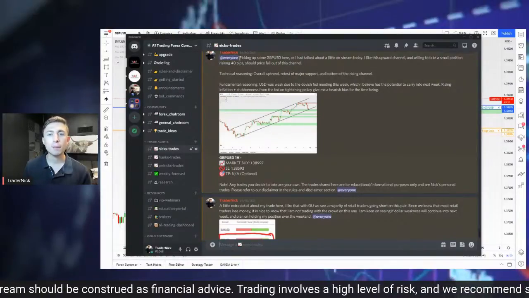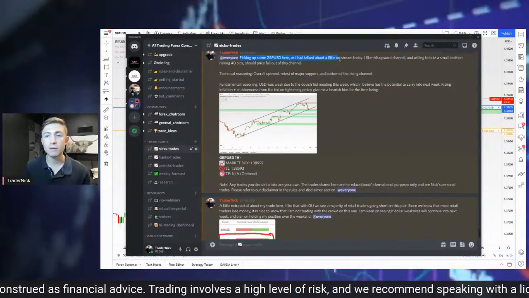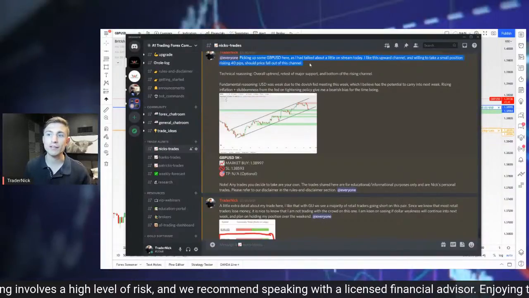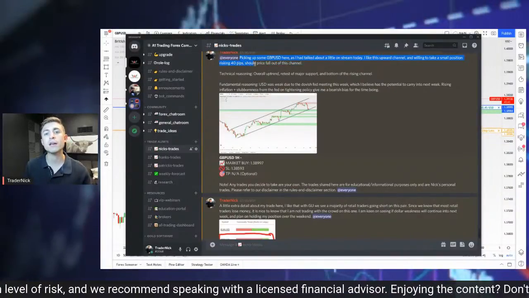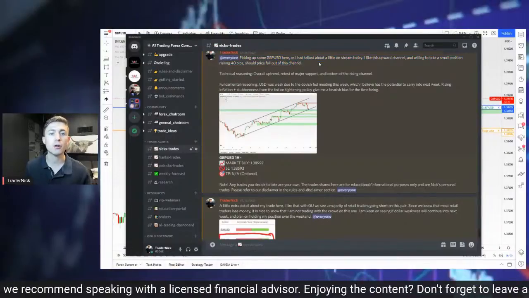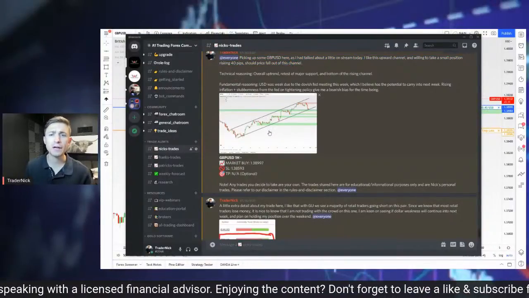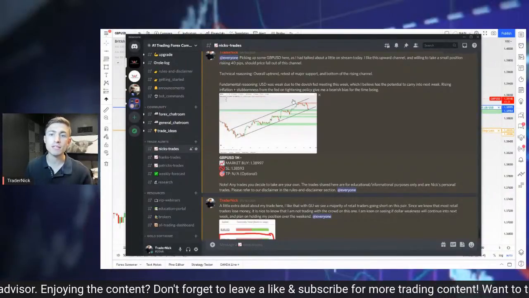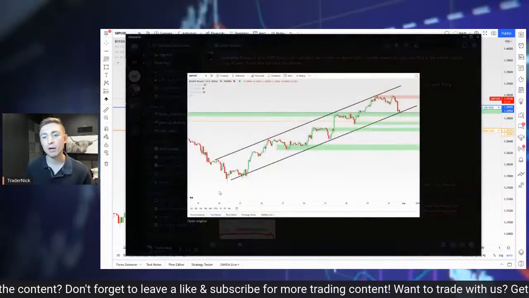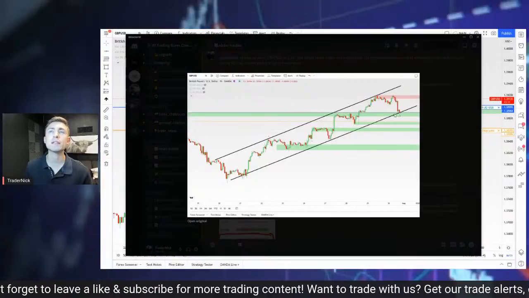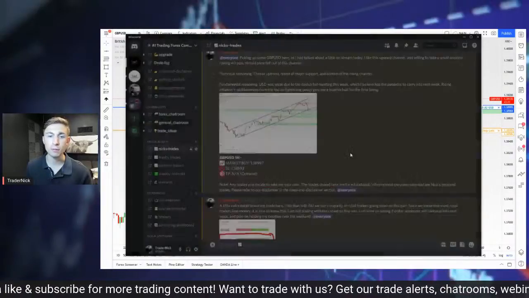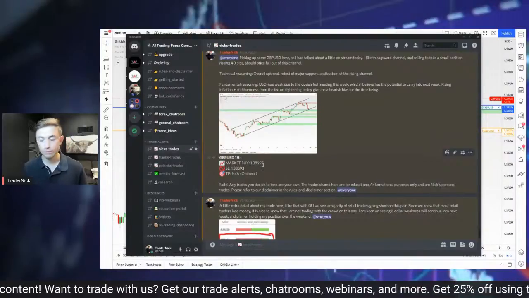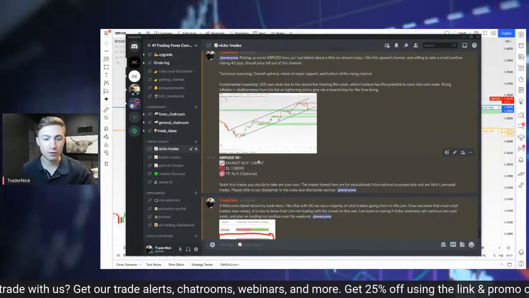So I said I'm picking up some pound dollar here, as I had talked about a little on stream that day. I like this upper channel and am willing to take a small position, risking just 40 pips should price fall out of the channel. And then from a technical analysis standpoint, talking about the overall trend line to the upside, a retest of major support, and the bottom of a rising channel here. So it looked really clean, decided to go long there on GBP USD, entered into my position, shared the alert with members there inside of our Discord.